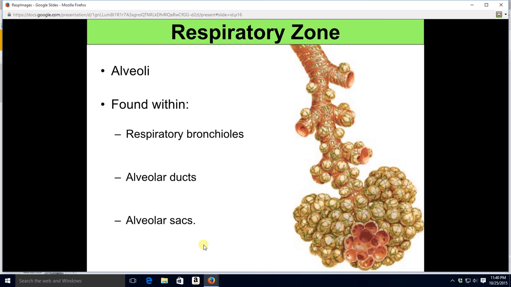Okay, the respiratory zone contains these little structures called alveoli. These little balls here, these are alveoli. All these little spheres, all these little balls are alveoli. They are found in respiratory bronchioles when we just have a couple, in alveolar ducts when we have a bunch in a row, and in alveolar sacs when we get a dead end and a cluster of them. Alveoli are made of simple squamous epithelium. They will be cobwebbed with pulmonary capillaries, and they will be the sites of gas exchange.